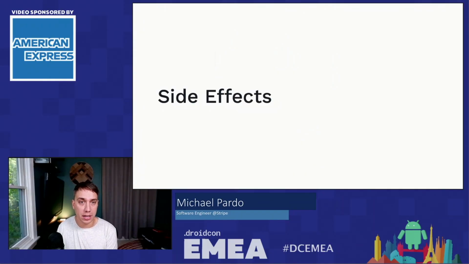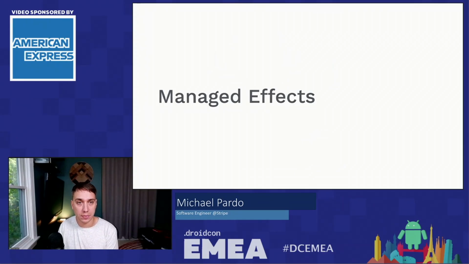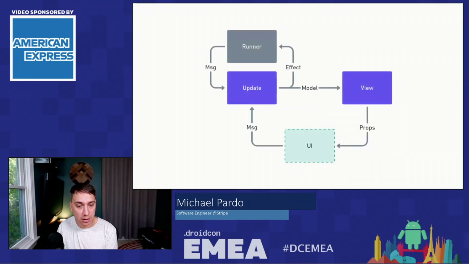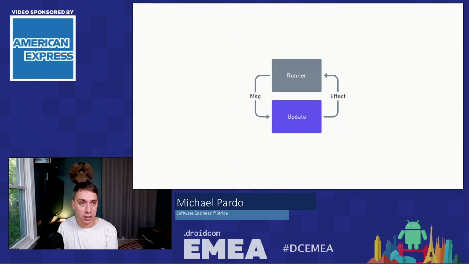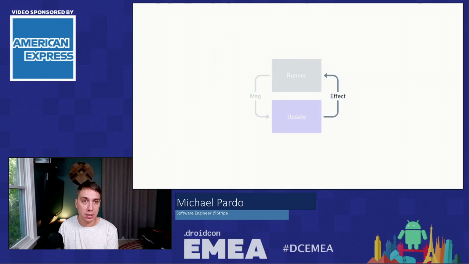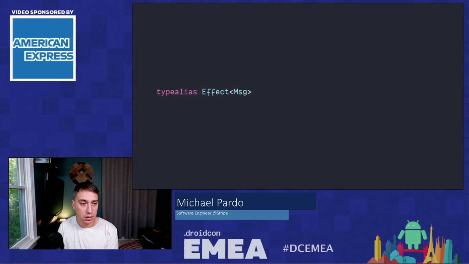But how do we ensure that our pure code remains pure while executing these effects? And we do this using a concept called managed effects. So instead of running side effects directly, we package these effects to be executed in an impure context. Again, looking at our MVU diagram, this is our effect loop. And side effects are run by returning a packaged effect from the update function. So let's take a look at the definition of effect to understand it better.